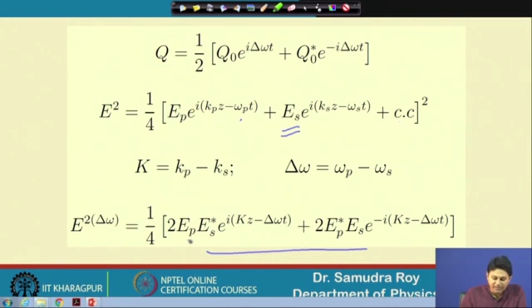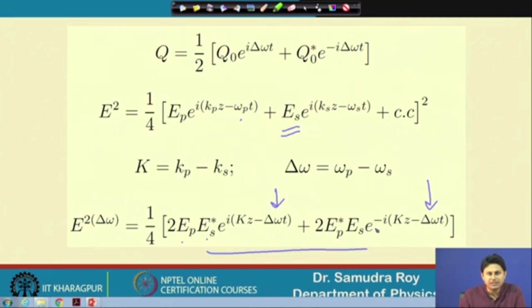So E p multiplied by E s star should have a frequency component delta omega like this, and also the complex conjugate of this term should be there. If I take the complex conjugate of this, we will have a delta omega term again here, but with a negative sign. You can see a negative sign sitting here. So I will have a plus delta omega term. This is nothing but the complex conjugate of the term we have here.